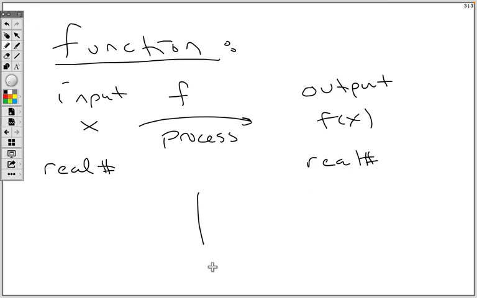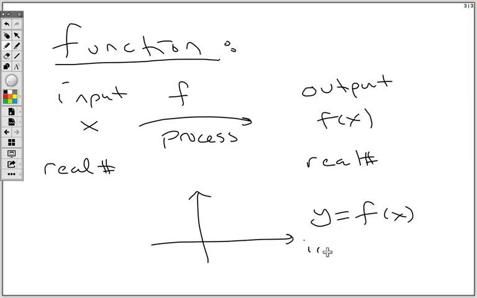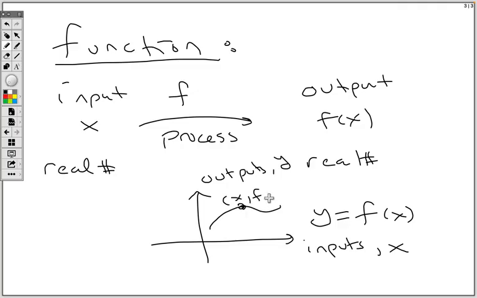All right? And you could visualize the function y equals f of x by putting your inputs on one axis and the outputs on the other, and you would have your curve x comma f of x. All right, and then you did your calculus and all that good stuff with this kind of function.